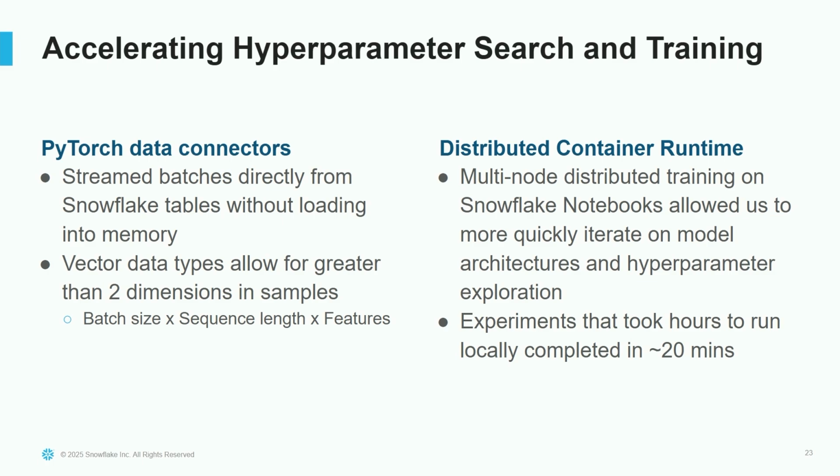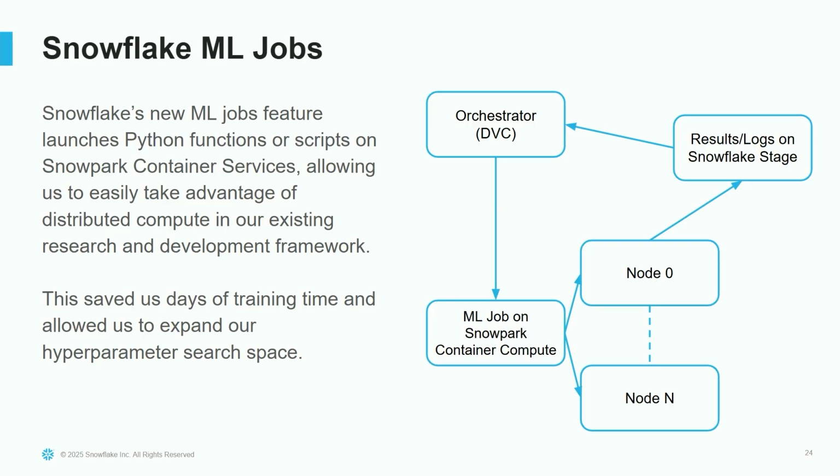And what was really great is that then the Snowflake ML team released Snowflake ML jobs. So this new feature, you can launch any Python script or function on Snowpark container services from whatever script, IDE, whatever's orchestrating this whole process. Launch that on Snowpark container services. And that allowed us to take advantage of the distributed compute in our existing research and development framework. So this saved us days of training time and allowed us to expand our hyperparameter search space a lot because it was simple and fast to launch those jobs on the Snowpark container services.